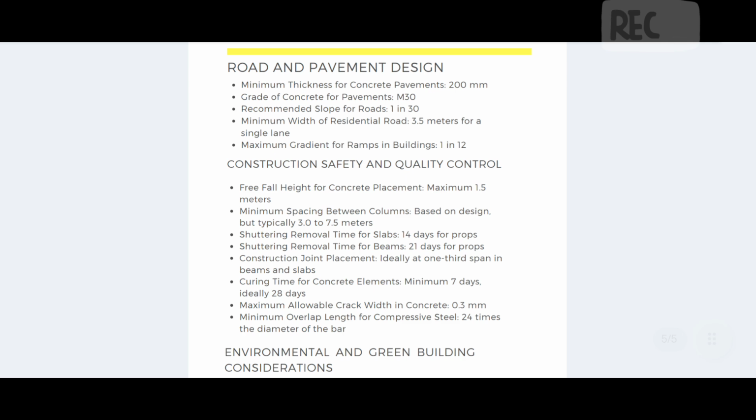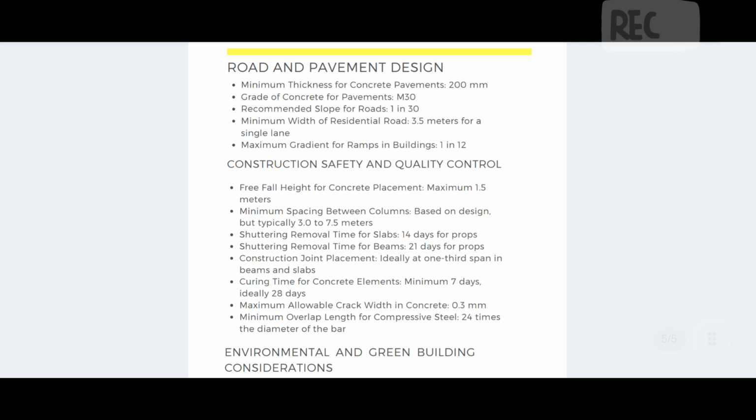Construction safety and quality control. Free fall height of the concrete should be 1.5 meters. Minimum spacing between columns based on design, but typically 3 meters to 7.5 meters. Shuttering removal time of the slab 14 days. Shuttering removal time for the beams 21 days. Construction joint placement ideally at 1/3 of the span in the beams and the slab.